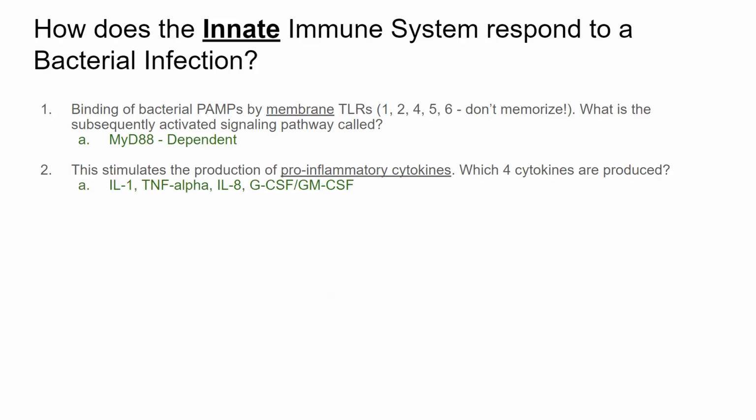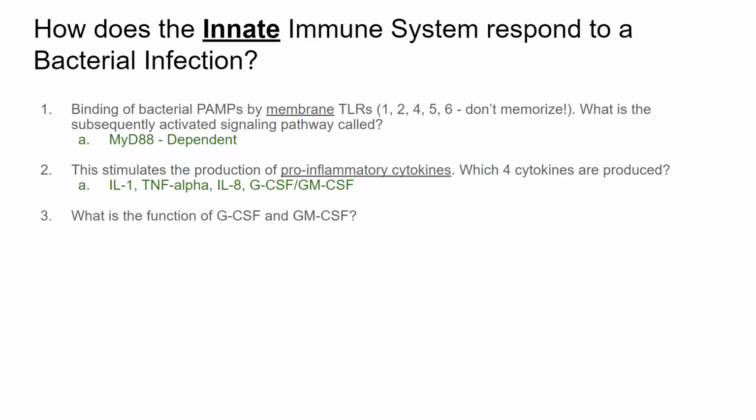I didn't put IL-6 on there because I forgot, but yeah, those 4 are big though. IL-1, TNF alpha, IL-8, and GCSF, GM-CSF. So these are produced by those dendritic cells and macrophages that had those bacterial TLRs. So 1, 2, 4, 5, 6 activated, okay? So what do those do?